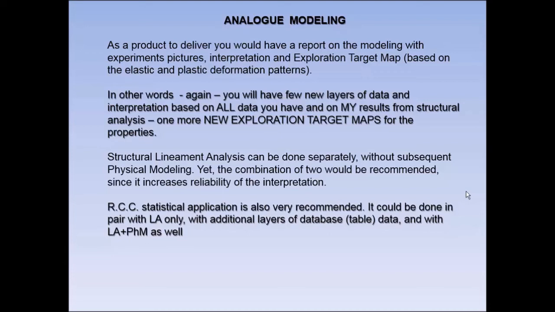RCC statistical application is also very recommended. It could be done in pair with structural analysis results alone, with additional layers of database, table, data, and with all the results available for processing.